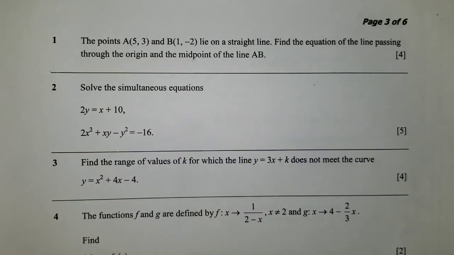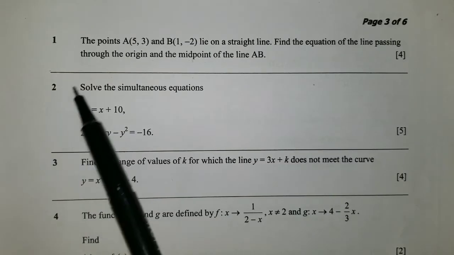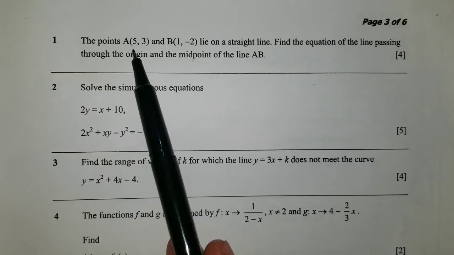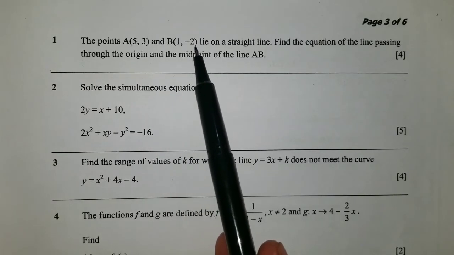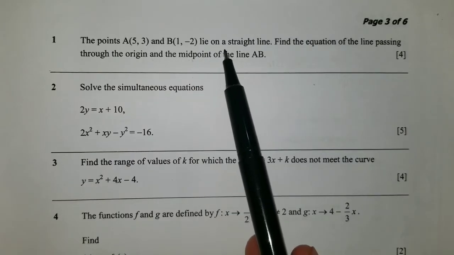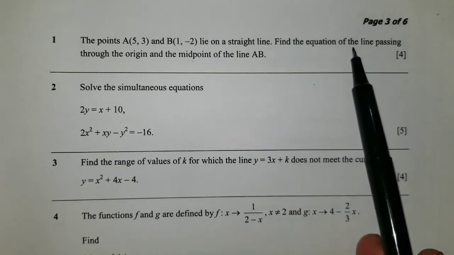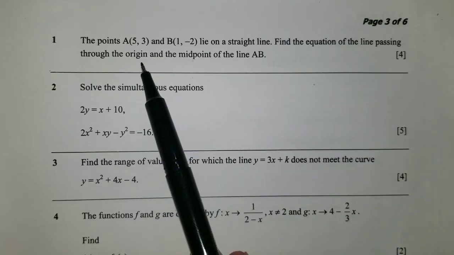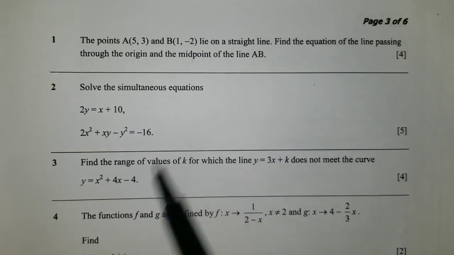In this video, we shall try to answer some additional mathematics exam questions. So we've got question 1 here. Question 1 reads, the points A (5,3) and B (1,-2) lie on a straight line. Find the equation of the line passing through the origin and the midpoint of the line AB.